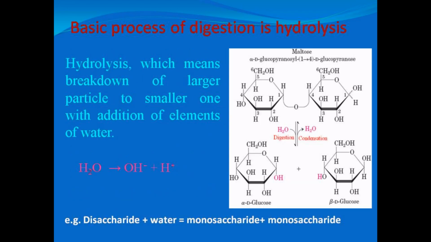Now, basic process of digestion, that is hydrolysis. Hydrolysis means breakdown of larger particles to smaller ones with addition of elements of water. We have two elements of water, one is hydrogen ion and the other is hydroxyl ion. For example, maltose is a disaccharide. With addition of elements of water, this maltose is broken down into two molecules of glucose.